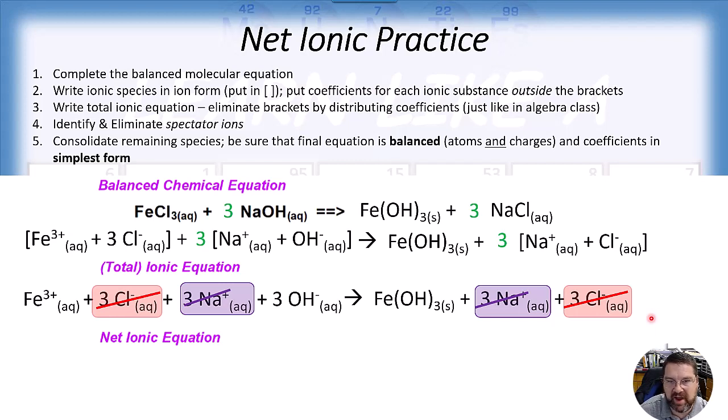Quick point, it doesn't have to be the exact same number of each of those species. You can do partial canceling, like if you had 2 on one side and 3 on the other. 2 of them would cancel, but 1 would remain. But that's something that we'll see happen in future instances of net ionic equations. All right, getting back to this one, we consolidate everything, and the coefficients can't be reduced, so it would simply be Fe3+ aqueous plus 3 OH- aqueous, yielding Fe(OH)3 solid.